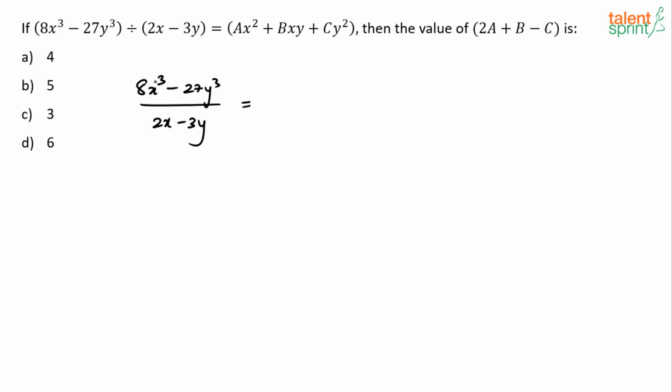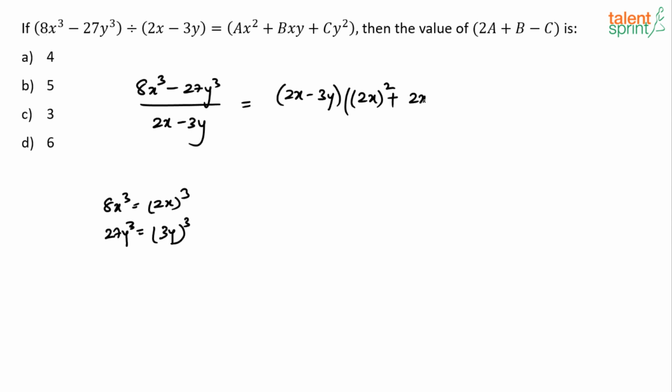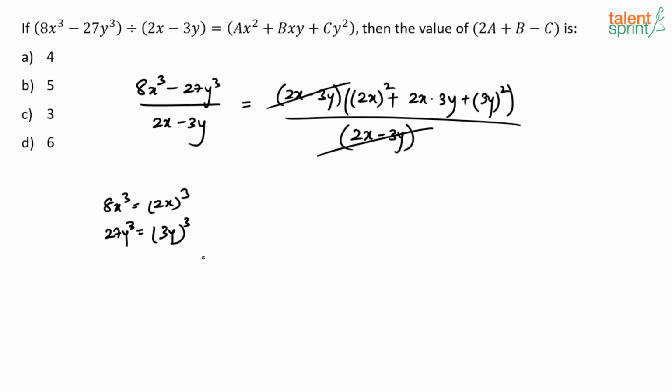See, 8x cube minus 27y cube is like a cube minus b cube. 8x cube is like 2x whole cube and 27y cube is 3y whole cube. So it is like (2x) cube minus (3y) cube, a cube minus b cube, and a cube minus b cube can be taken as a minus b, which is 2x minus 3y, into a square, (2x) whole square, plus ab, 2x into 3y, plus b square, (3y) square, divided by 2x minus 3y. So what we have done is expanded a cube minus b cube in the form of a minus b into a square plus ab plus b square. So this 2x minus 3y and 2x minus 3y get cancelled. So what are we left with?